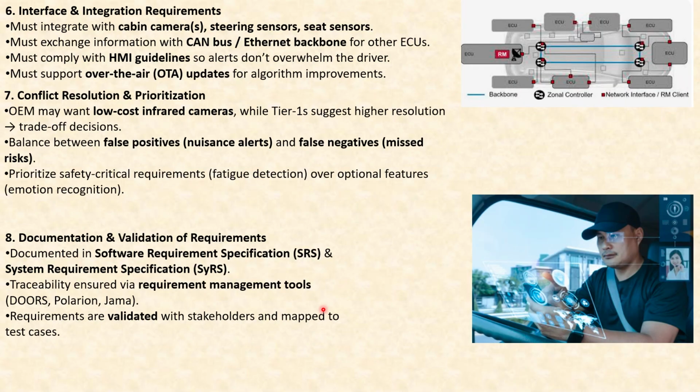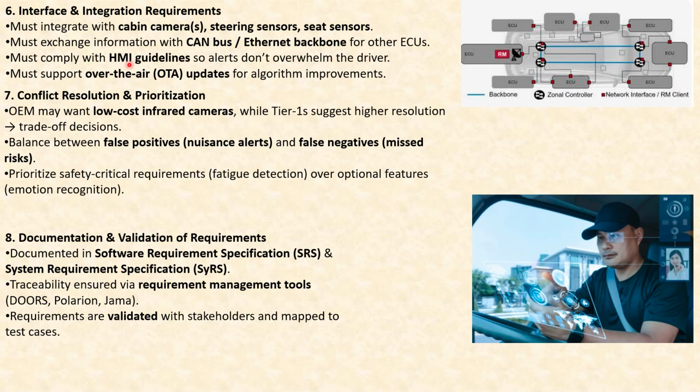All right. Now, next is interface and integration requirements. It must integrate with cabin cameras, steering sensors, and seat sensors. It must also exchange information with the CAN bus and Ethernet backbone for other ECUs. It must comply with human-machine interface guidelines so alerts don't overwhelm the driver.